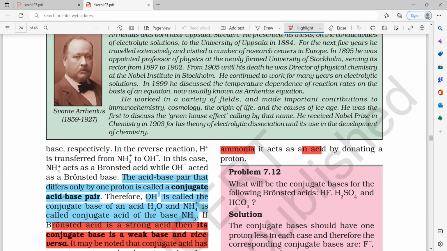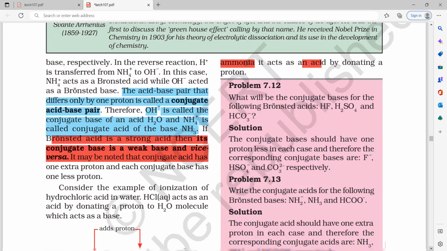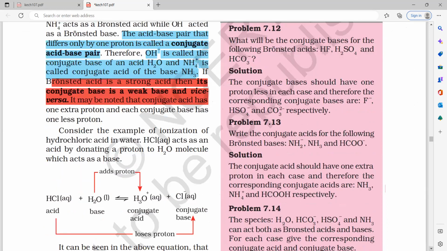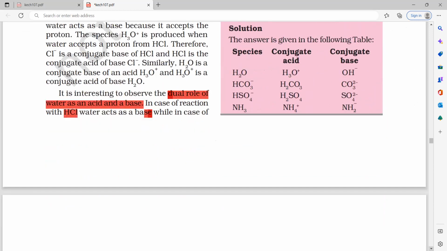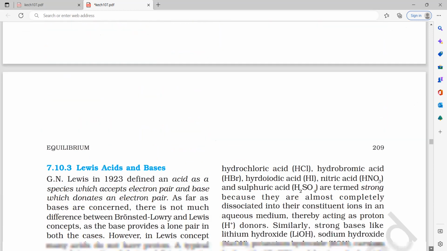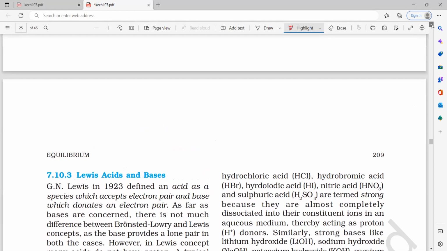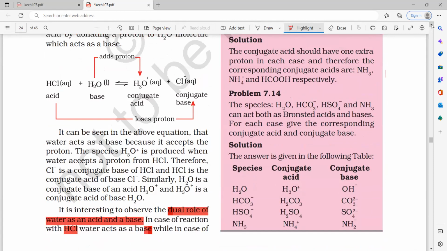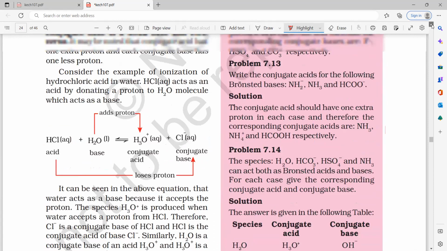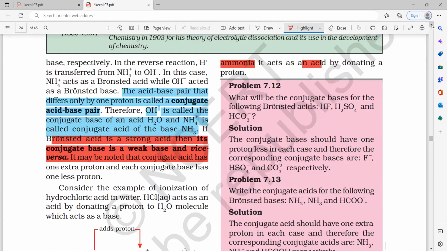Okay, so try problems 7.12 and 7.13 about conjugate acid-base, and you will master this concept. Now this Bronsted concept also has a few limitations. You will know when you practice a few questions on this topic. So this is sufficient for the day.